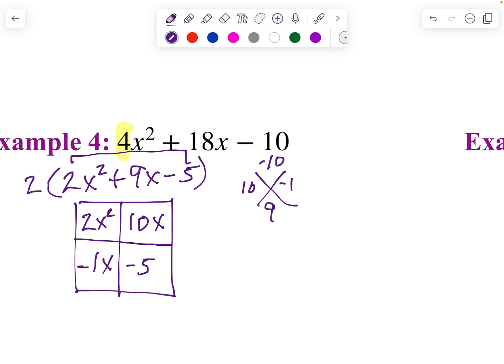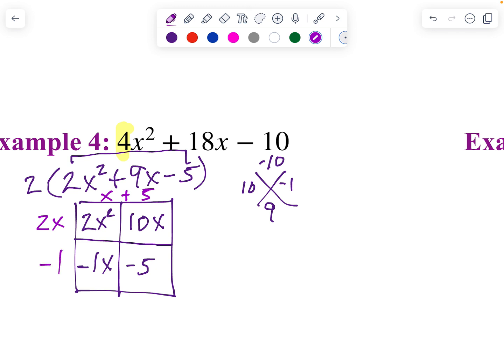Now I'm going to go vertically and find my factors. I'll change colors here so it's easy to see. So vertically, the thing that goes into 2x squared and negative x is x. What goes into 10x and negative 5 will be 5, positive 5 because the 10 is positive. Then going across, what goes into 2x squared and 10x? Well, that will be 2x. What goes into negative x and negative 5? The only thing that goes into them is 1.